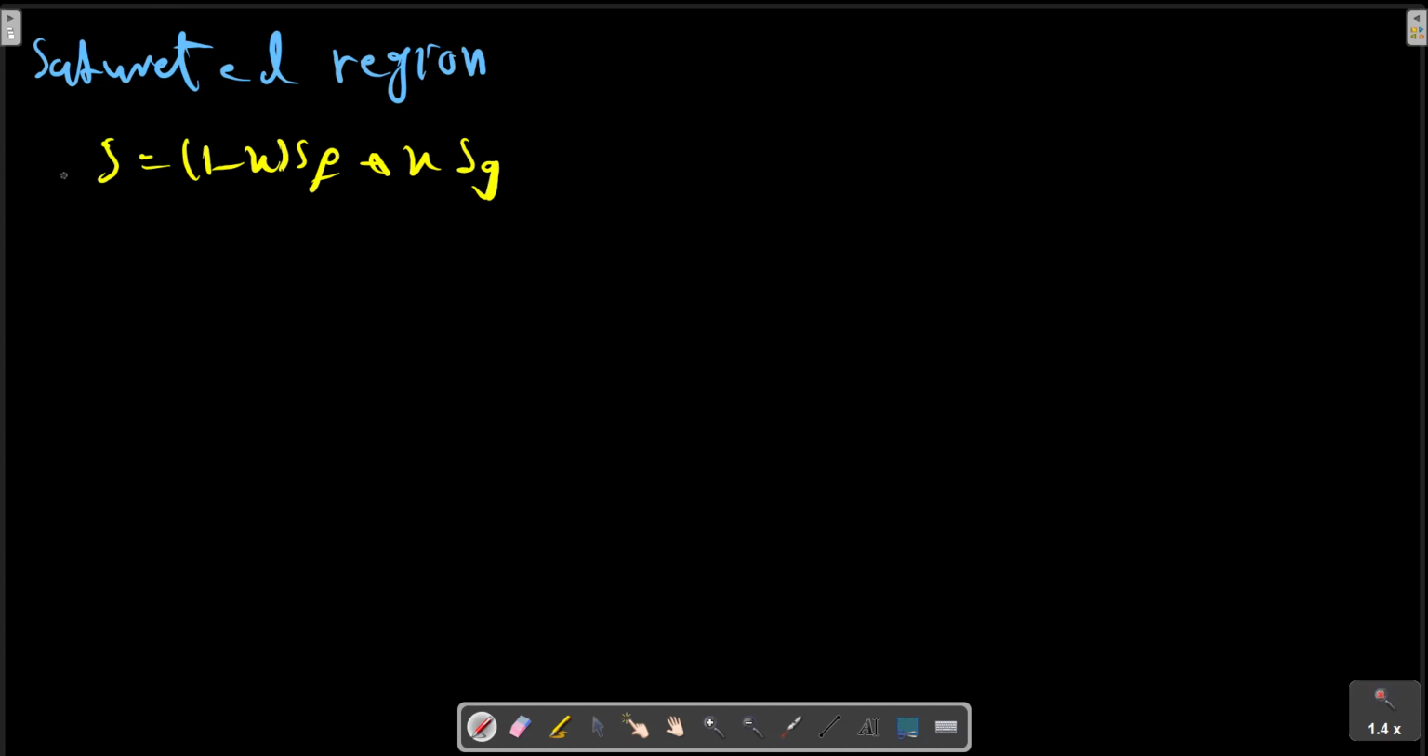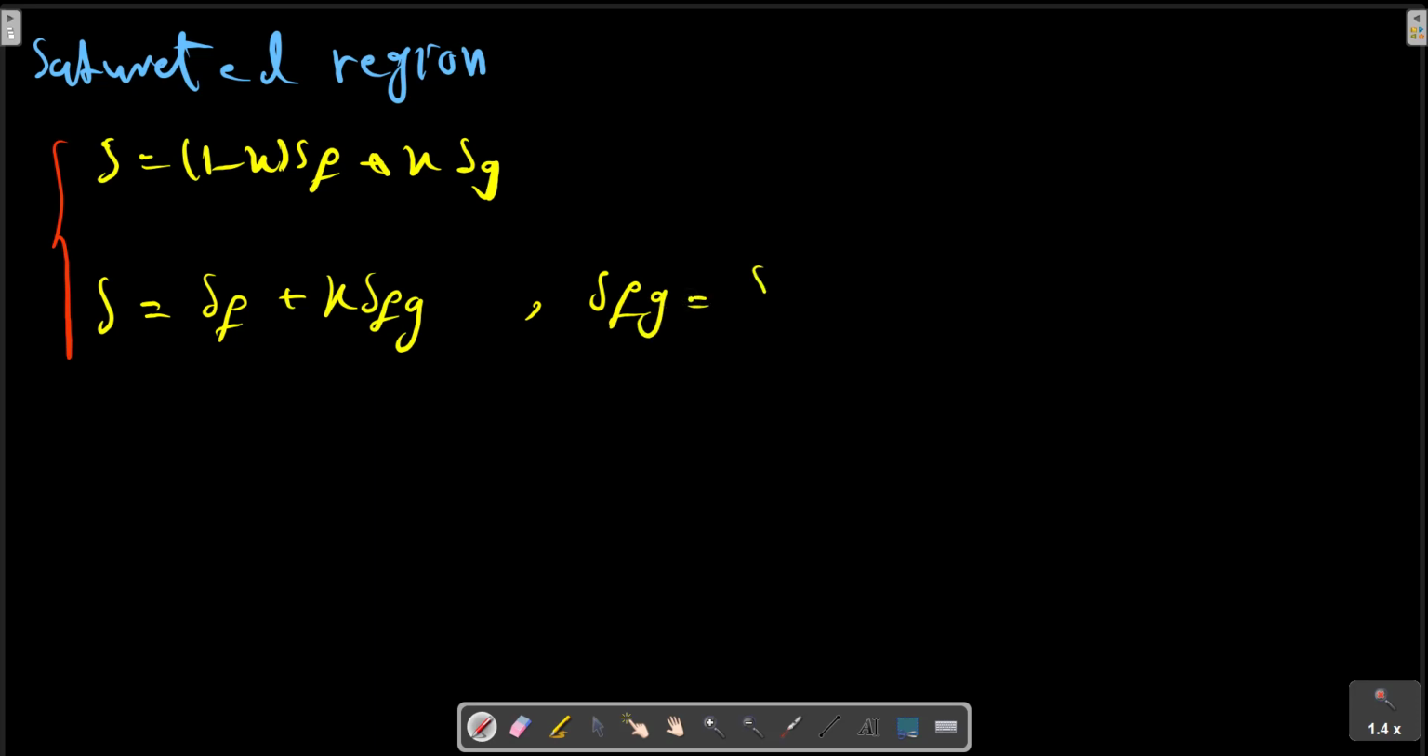And also we can have another relation that S equals Sf for a saturated liquid plus x times Sfg, where Sfg equals Sg minus Sf. The entropy of compressed liquid is tabulated in the same manner as the other properties.